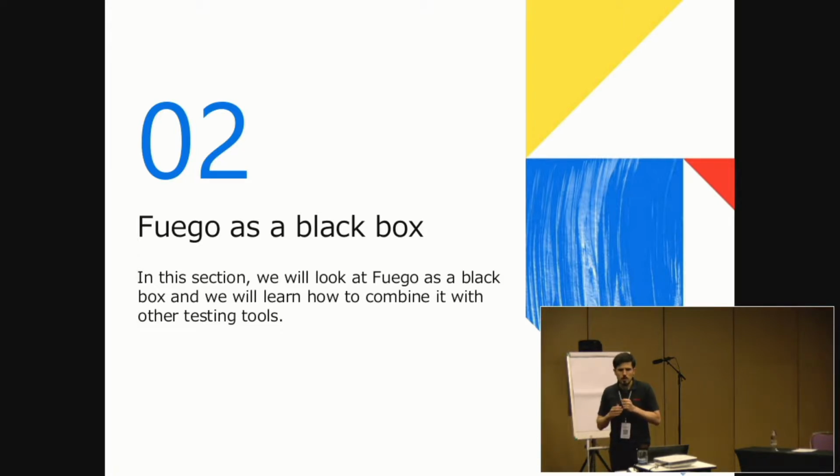In the next chapter, I'm going to introduce how to use Fuego as a black box and how to integrate it into different CI loops.